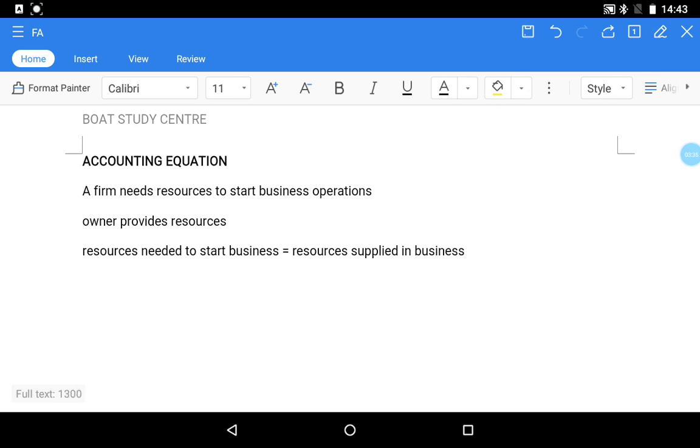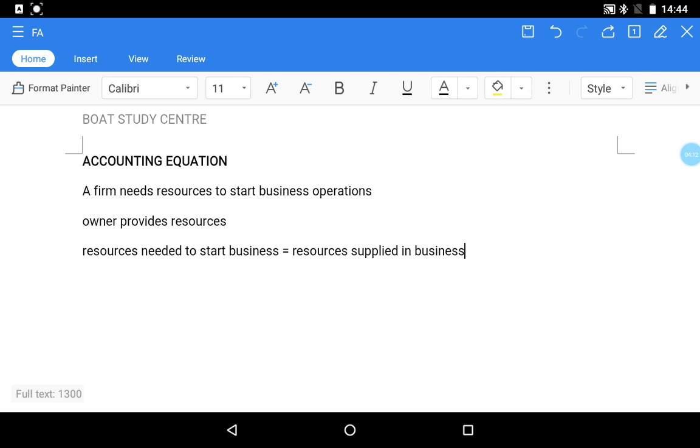A farm needs resources to start its operations, and the owner has provided those resources. It means we have two items: resources needed to start business operations, which is equal to resources supplied in the business, because we needed those resources and the person has provided them. That means right now we have equal things.